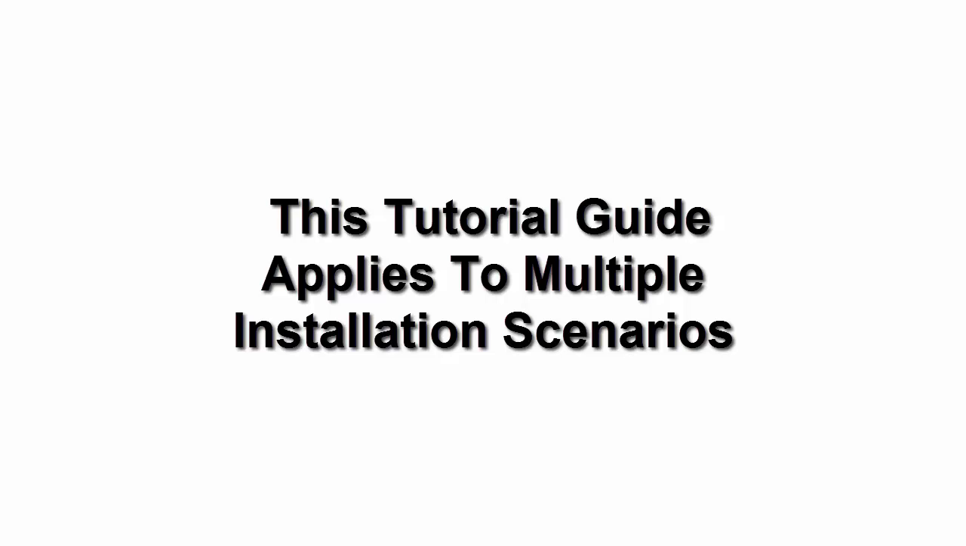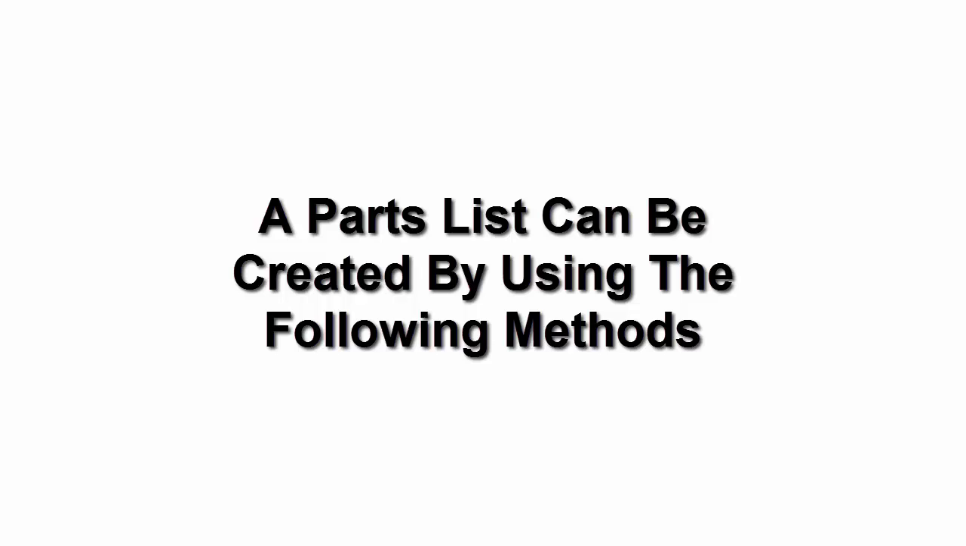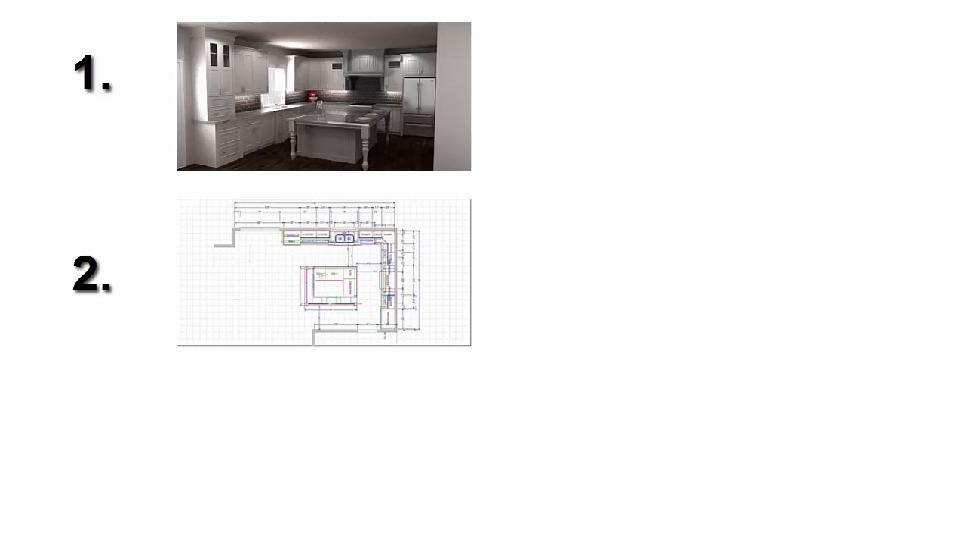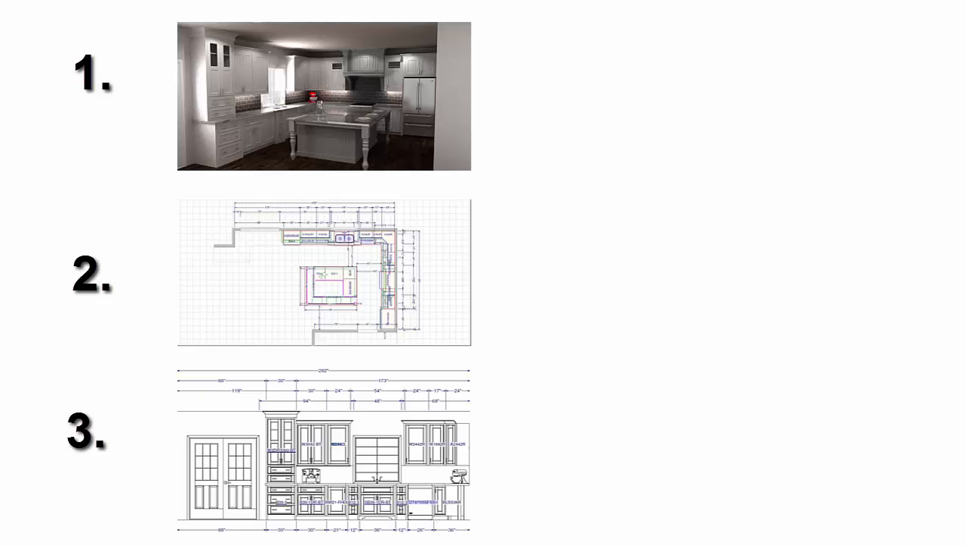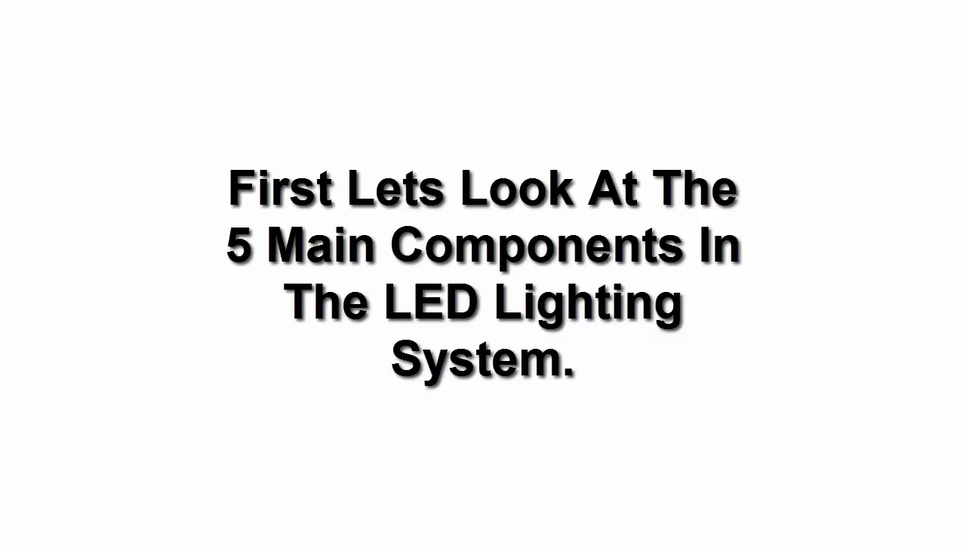This tutorial guide applies to multiple installation scenarios, and a parts list can be created by using the following methods. First, you could utilize a photograph or a rendered image of your project. Second, you can utilize a floor plan. Third, you can use an elevation, or you can use a combination of all three of these to create your list. First though, let's look at the 5 main components that make up your lighting system.